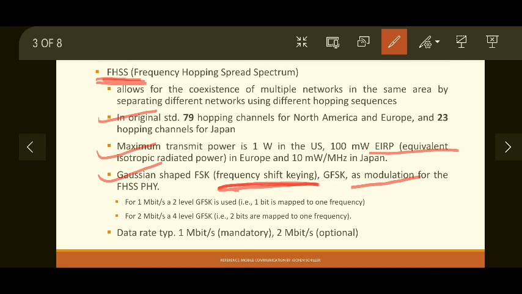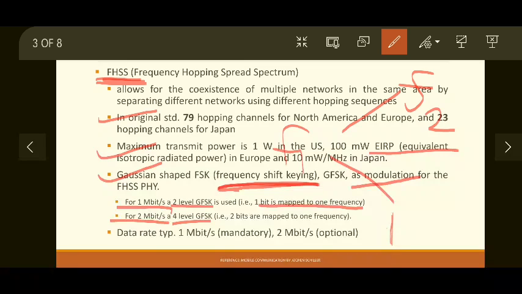It has two types standardized by IEEE, 2-level GFSK and 4-level GFSK. 2-level GFSK will provide a data rate of 1 Mbps, whereas 4-level GFSK will provide a data rate of 2 Mbps. Now what is 2-level GFSK and what is 4-level GFSK? 2-level GFSK means one bit is mapped to one frequency. So a single bit of user data will jump from one frequency to another. Say this is F1, then F2. So 1 will jump from F1 to F2, 0 will jump from F1 to F2 and so on. Each individual bit will jump from one frequency to another, one by one.